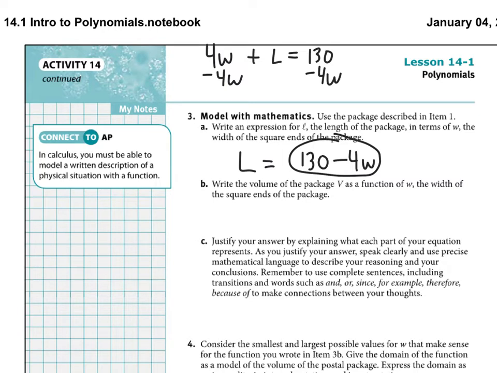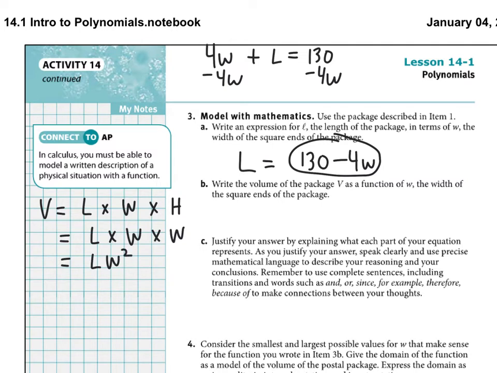Now part B, let's write the volume. If you remember, volume is length times width times height. That's the volume of a rectangular prism, when the base is a square like ours is. In our specific example, the height and the width were both the same. So they were both W, which allowed us to write it as L times W squared.